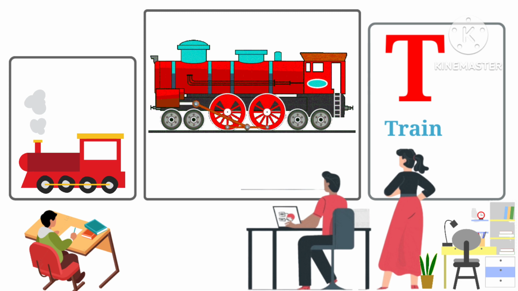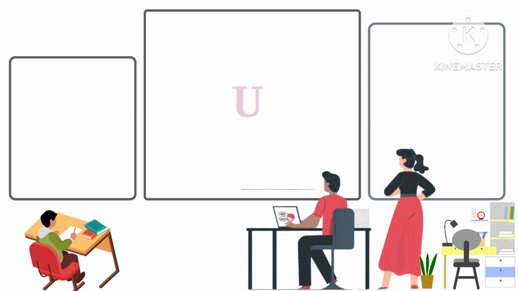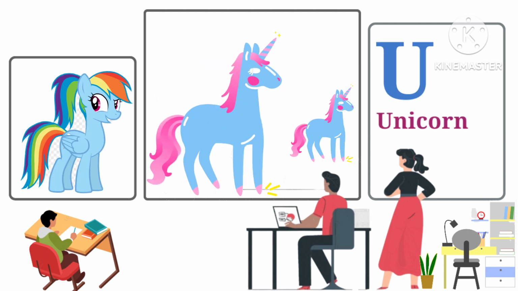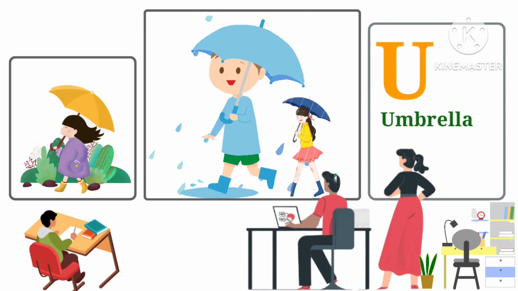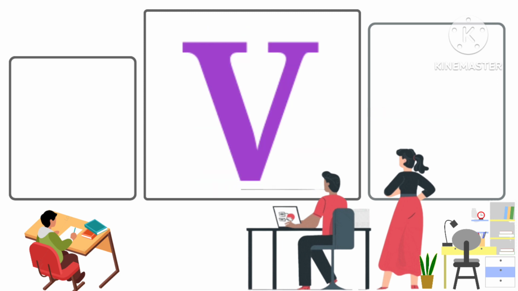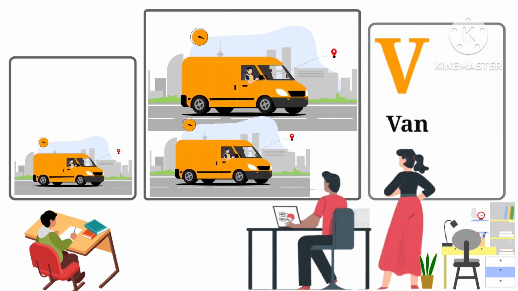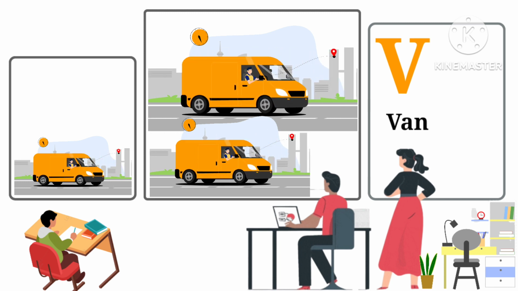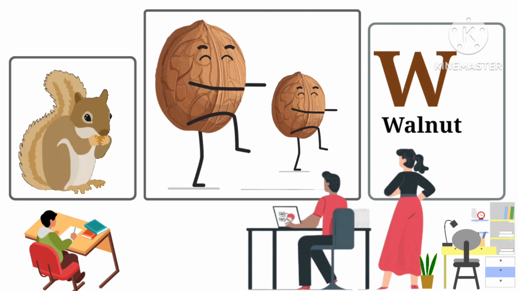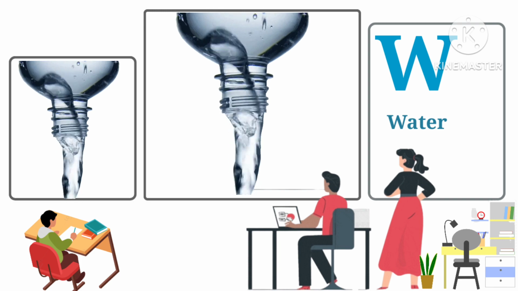T for train. T for turtle. U for unicorn. U for umbrella. V for vegetables. V for van. W for walnut. W for water.